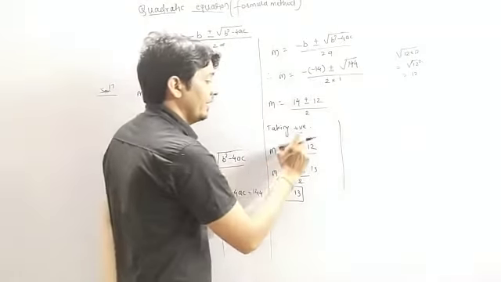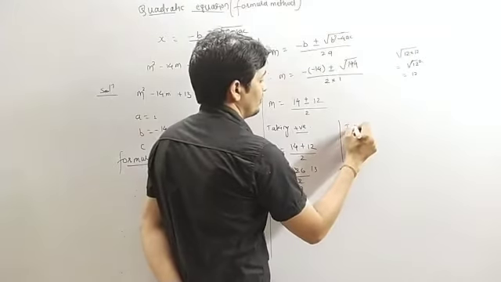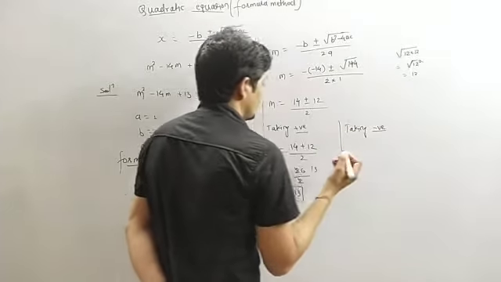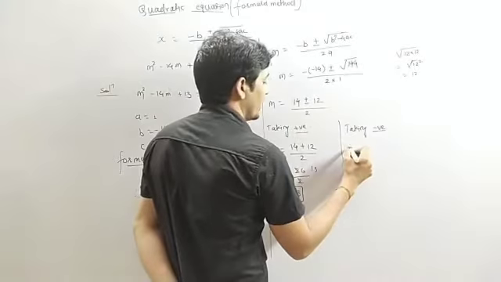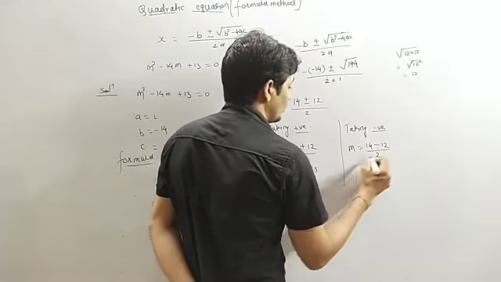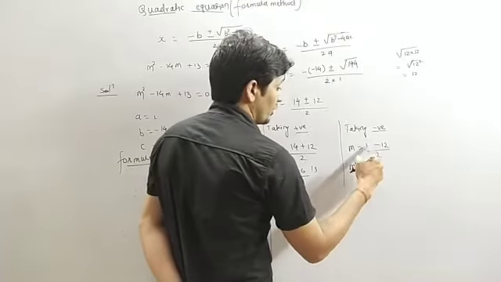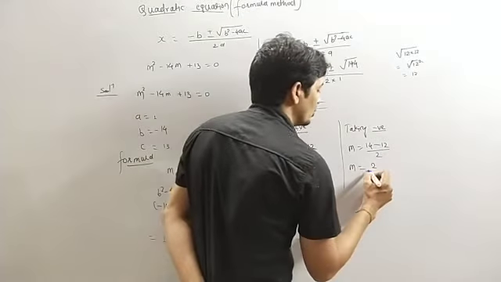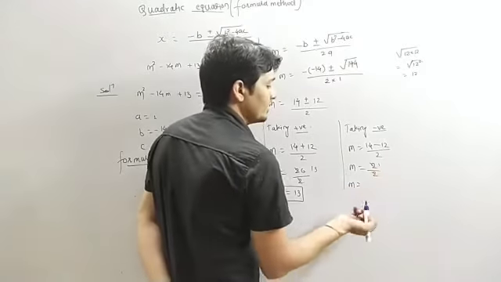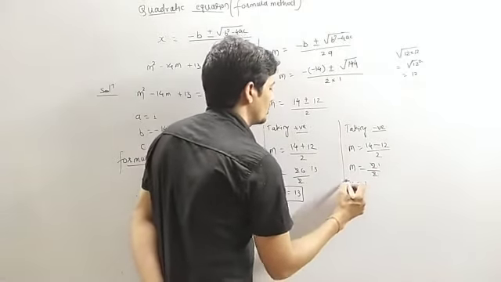Now taking negative sign, so negative लेंगे तो क्या हो जाएगा, ये हो जाएगा m equals to 14 minus 12 divide by 2, so m equals to 14 minus 12 is 2, so 2 divide by 2, so m equals to 2 and 2 will get cancelled once, so m equals to 1.